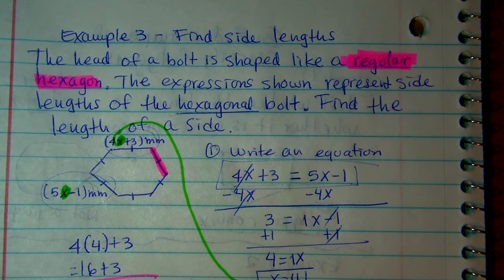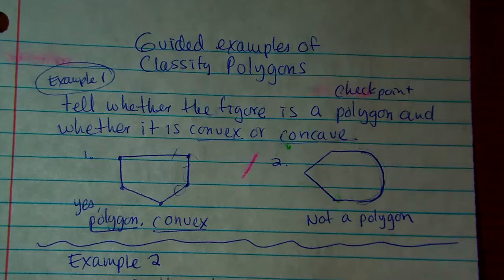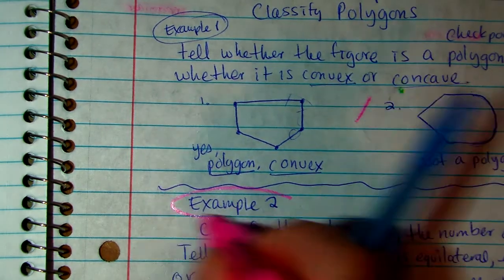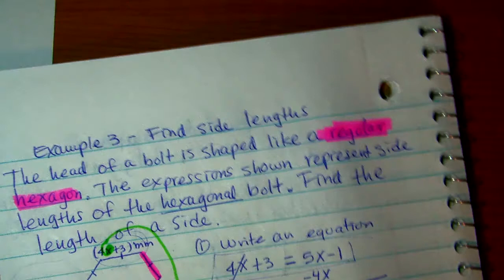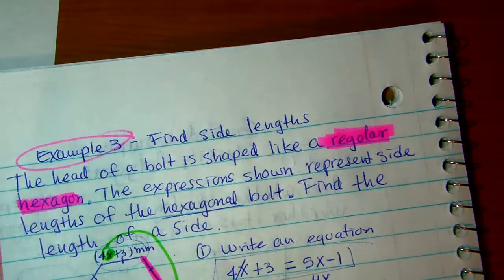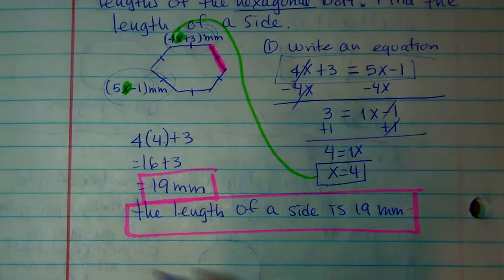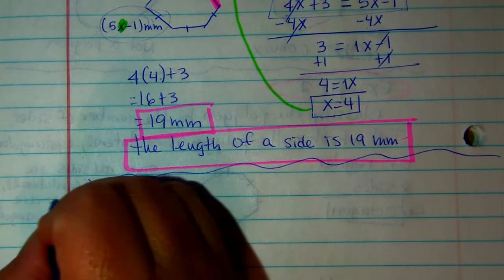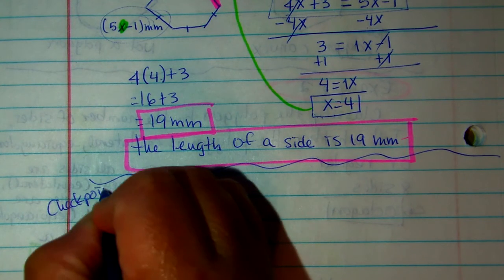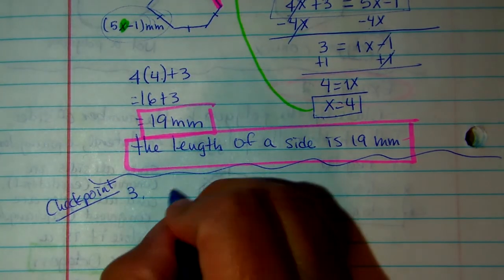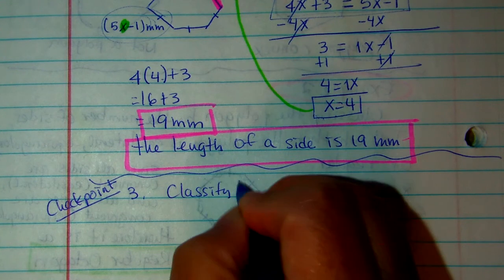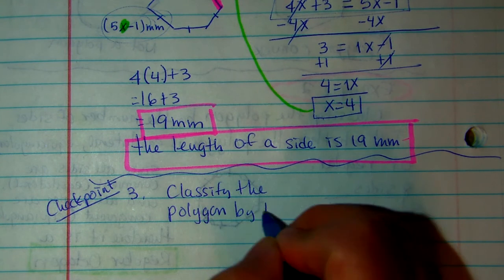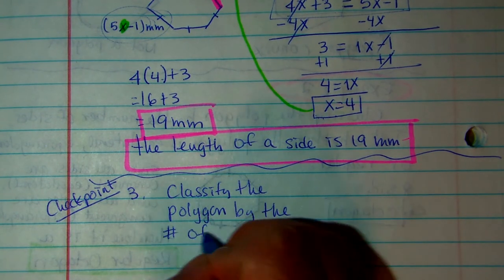If you remember, we already did example number 2, which was classify over here. This is example number 2, classify the polygon. This is the second skill that we have. Then we have the third skill, find side lengths. And now we're going to do a quick checkpoint, okay, just to check what we learned, all right? So number 3 on the checkpoint. This is the checkpoint. This is where we check what we learned, okay? Classify the polygon by the number of sides.